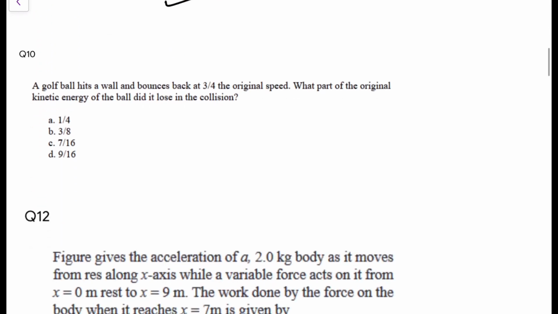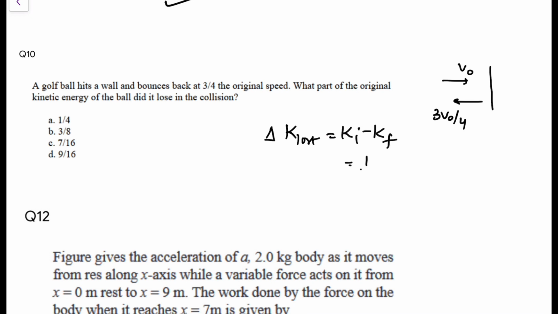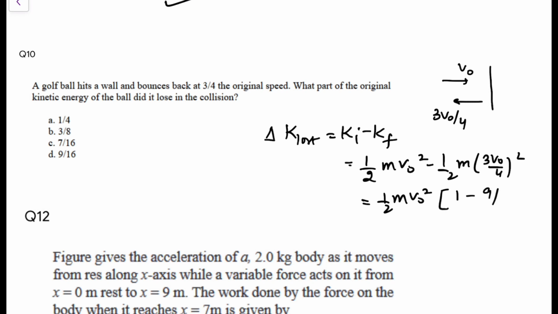A golf ball hits a wall and bounces back at 3/4 the original speed. So you can see it, let's say, hits with V0 and it bounces back with 3 V0 by 4. What part of the kinetic energy is lost? So first of all, what is the energy lost? Lost energy you always write as initial minus final, that you can write as half m v0 square minus half m into final speed, which is 3 v0 by 4 whole square. So I can write it as half m v0 square, I can take it as common, it is 1 minus 9 by 16.